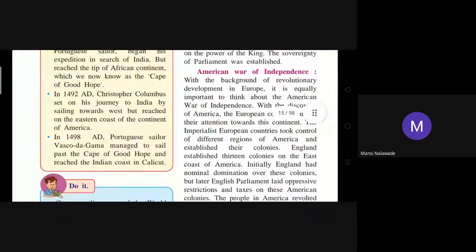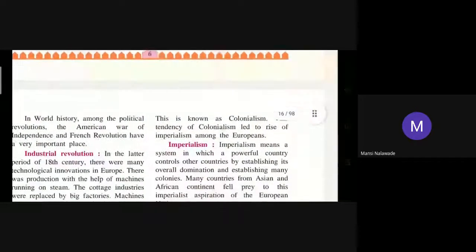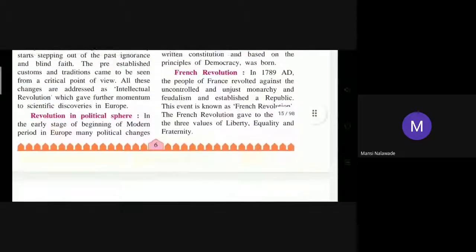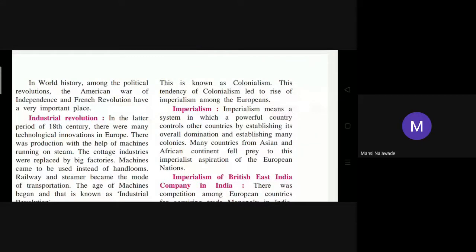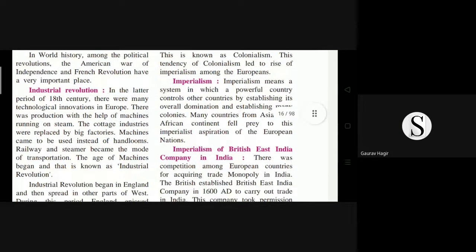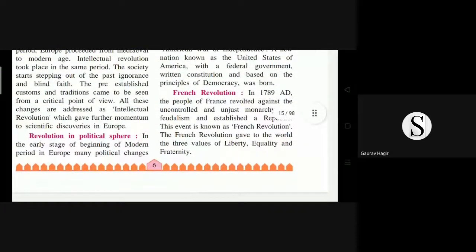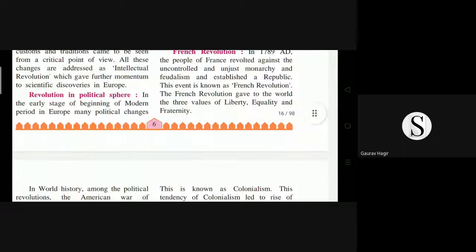Okay. Next, tell me something about the French Revolution. What values did the French Revolution give to the world? Yes, Gaurav, you have to explain what the French Revolution is and what values. Okay. In 1789, the people of France revolted against the uncontrolled and unjust monarchy and feudalism and established a republic. This event is known as the French Revolution. The French Revolution gave to the world the three values of liberty, equality, and fraternity.